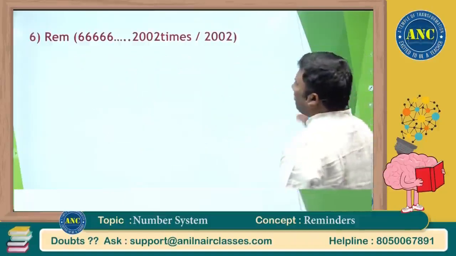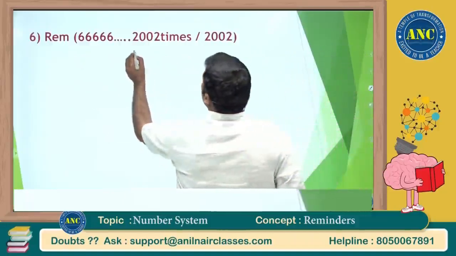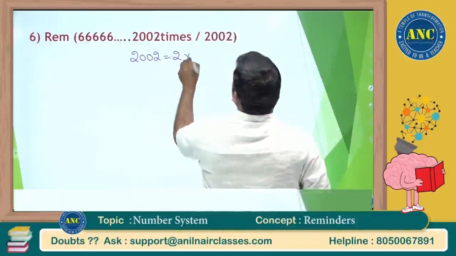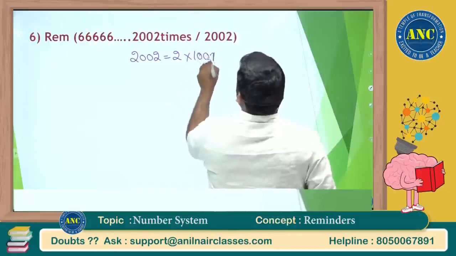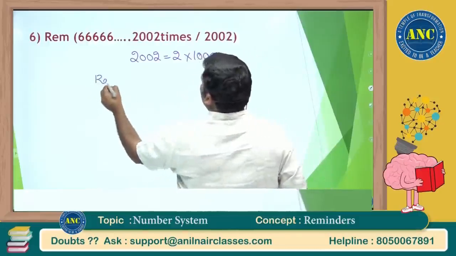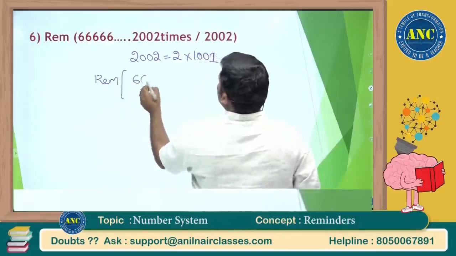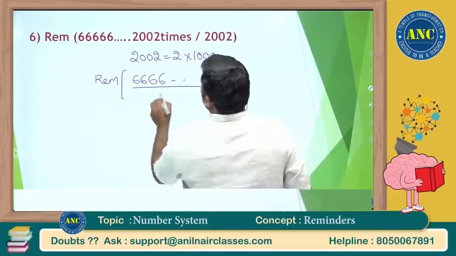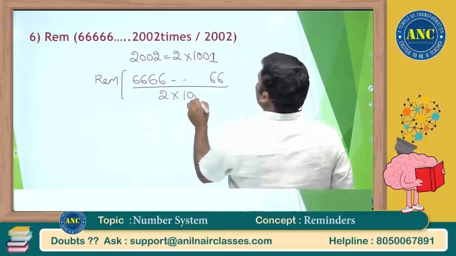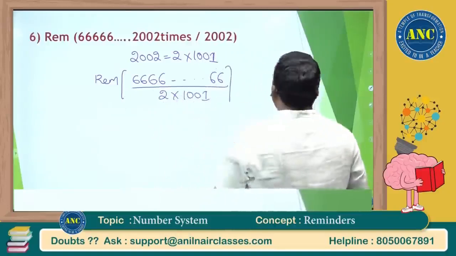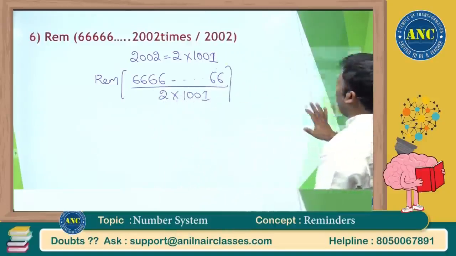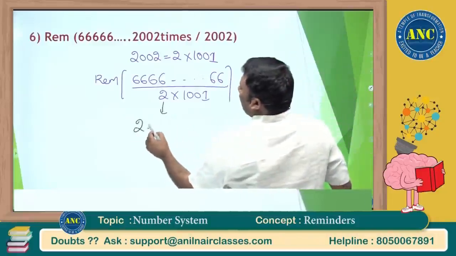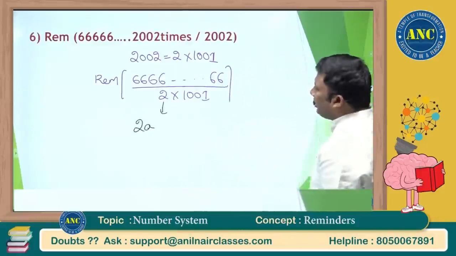Now we will solve this problem. Every question which I take in the class should add a lot of value to the students. The question is nothing but 6 divided by 2 into 1001. Now see here, the unit digit 2 is divisible by 2, so it is 2a.